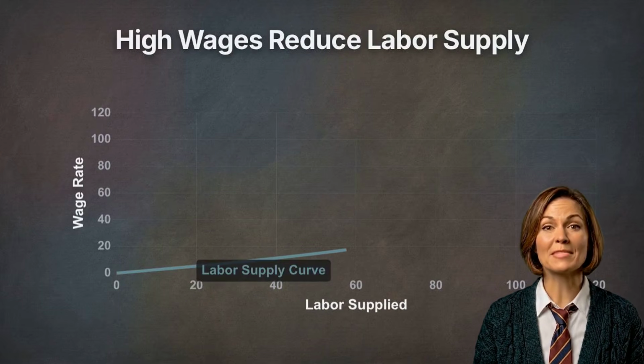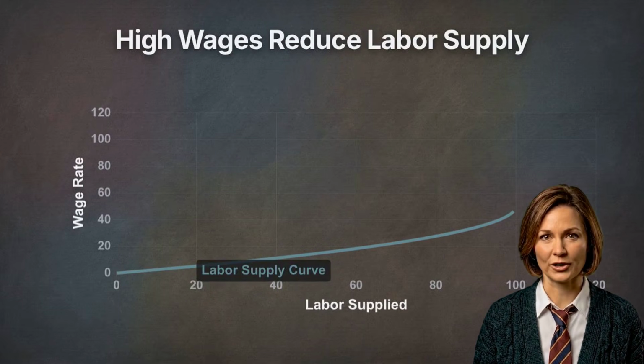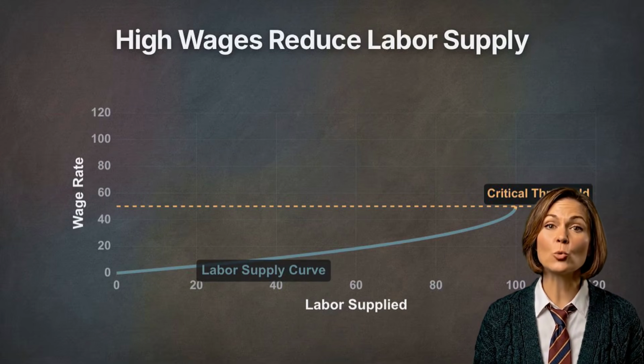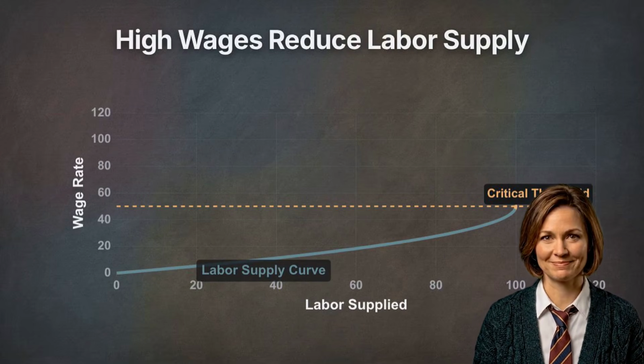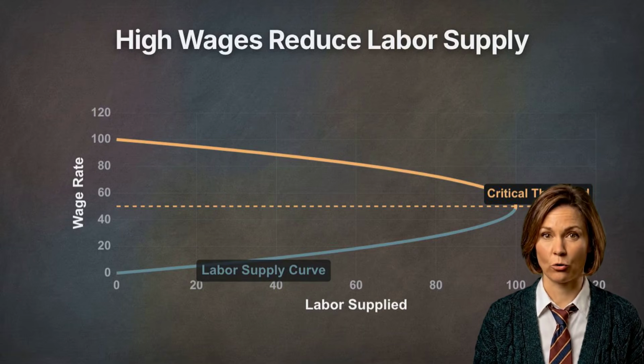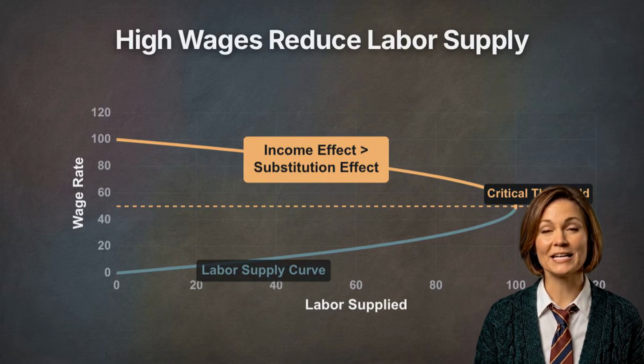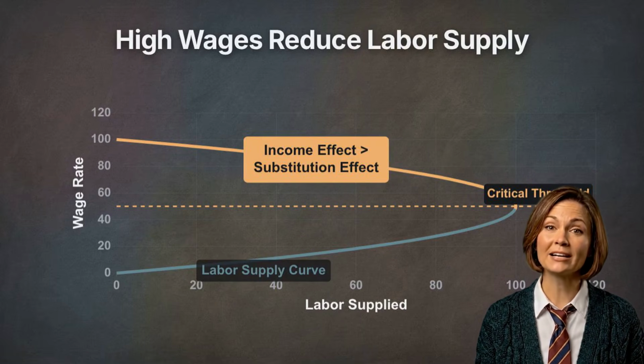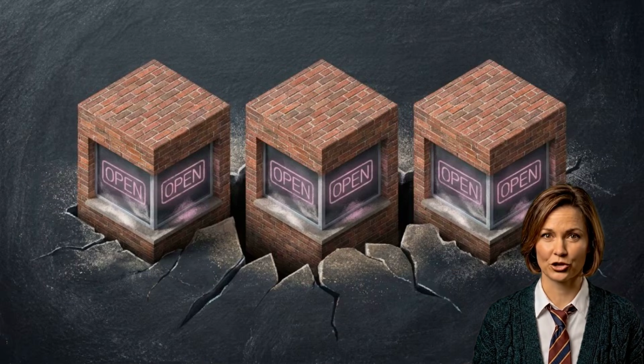Here is a chart showing the mathematical reality of advanced factor markets. Notice what happens when wages cross this critical threshold. The labor supply curve reverses direction and bends backward. This reversal occurs because the income effect is now mathematically overpowering the substitution effect.